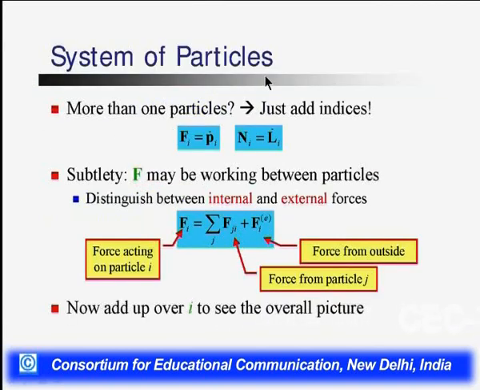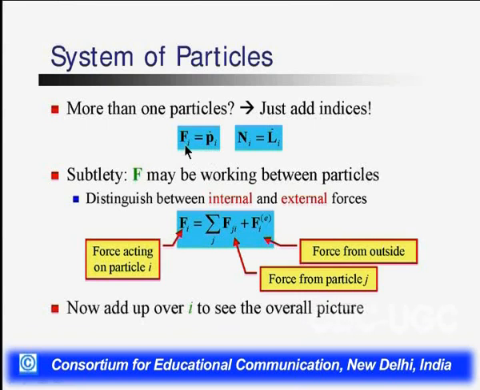A system of particles will be defined for more than one particle. Up to now we were discussing how F is equal to P dot, talking about the single particle. Now we have more than one particle. How will we define it? Then we add the indices. Here you see that Fi is equal to Pi dot. Indices are added on both sides.